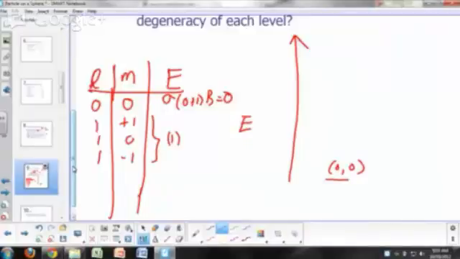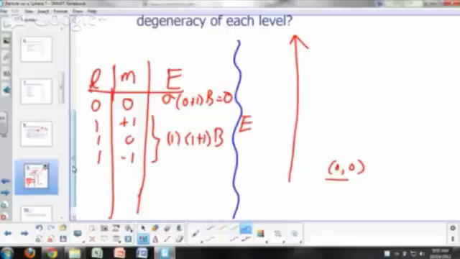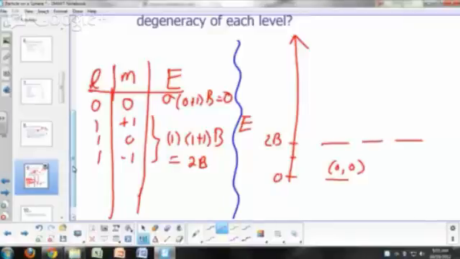So that's L, which is 1, times L plus 1, so 1 plus 1, times B. That's going to be equal to 2B. So the first excited state would be 2B, and the ground state is 0. How many ways can your particle on a sphere have an energy equal to 2B? 3 ways. So we say the degeneracy of this energy level is 3. So you have 1, plus 1; 1, 0; and 1, negative 1.